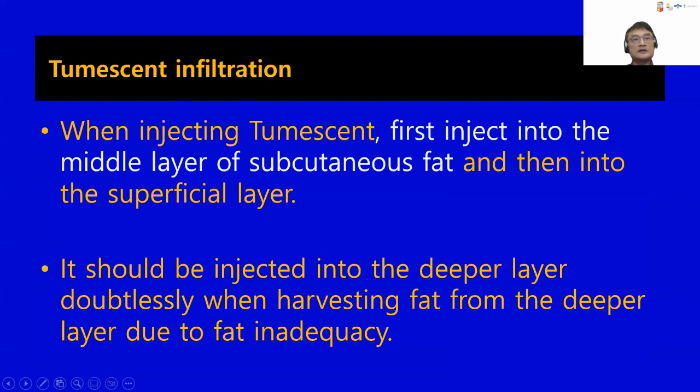While injecting tumescent solution for anesthesia, which layer should be injected first? Practically, the middle layer over Scarpa's fascia is the best, easy and comfortable for the physician and less painful for the patient as well.